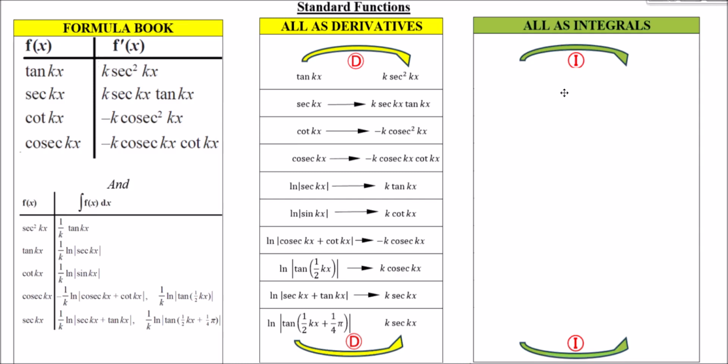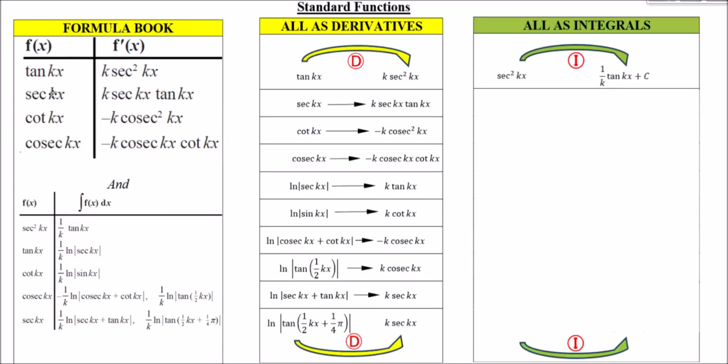Anyway, all as integrals. So looking at the top here, this top bit here is the derivatives. To integrate, I want to go the other way around. I'm going to go from right to left. So what about integrating, for example, sec squared kx? If I integrated k sec squared kx, I'd get tan kx. But because I just want to integrate sec squared on its own, I don't want that k, so I have to divide both sides by k. So therefore, integrating sec squared kx would give me 1 over k tan kx, which I can actually see in this line here as well.